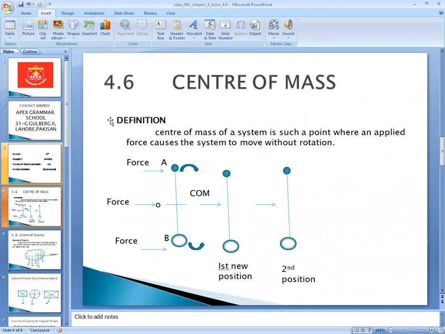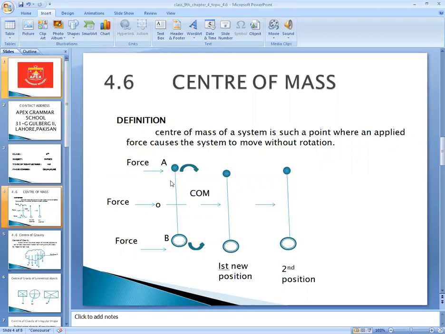We discussed the definition of center of mass. We discussed what is formed, which is called center of mass. Center of mass of a system is such a point. This is a point, this one, not this one, this middle one. Center of mass of a system is such a point where an applied force causes the system to move without rotation. Look, if I apply the force here at a point, I have two small masses. One mass here, then I have bigger mass here.